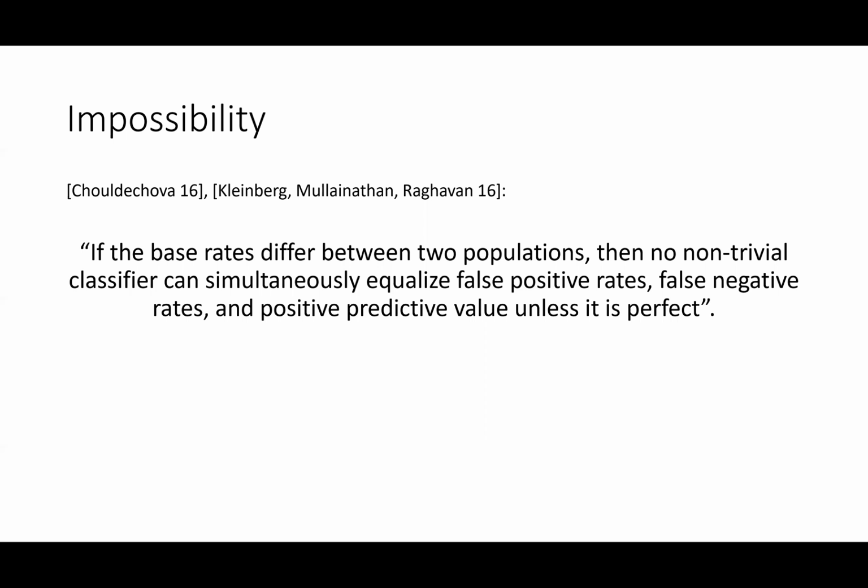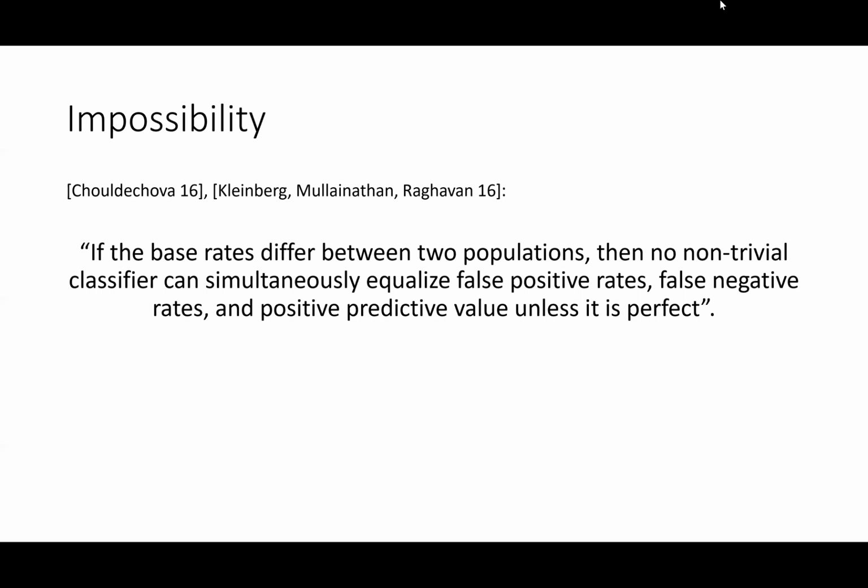Okay, so let me tell you the impossibility result in English, and then we'll derive it. It's actually quite simple, and it follows from Bayes' rule. It says that if the base rates differ between two populations, and the base rate in this context is just the underlying prevalence of crime, what fraction of people in each population actually go on, for example, to reoffend when they're released, then there is no non-trivial classifier that can simultaneously equalize false positive rates, false negative rates, and positive predictive value across populations, unless that classifier is somehow able to perfectly make predictions. Okay, so we're going to derive this, and it'll be a little bit clearer what it means when we see it mathematically instead of in English.